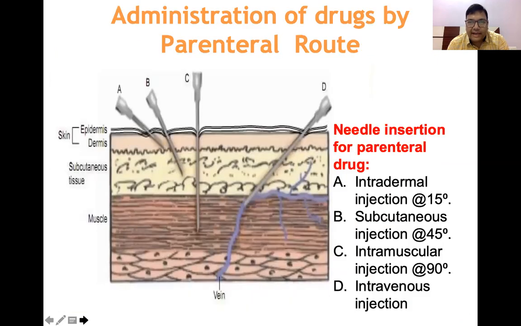So what is the technique of administration of the drugs by the parenteral route is that for the intradermal route we take an angle of 15 degree, and for the subcutaneous it is 45 degree. For intramuscular route we have to inject it in the 90 degree, and for the intravenous route we have to administer it in the vein.